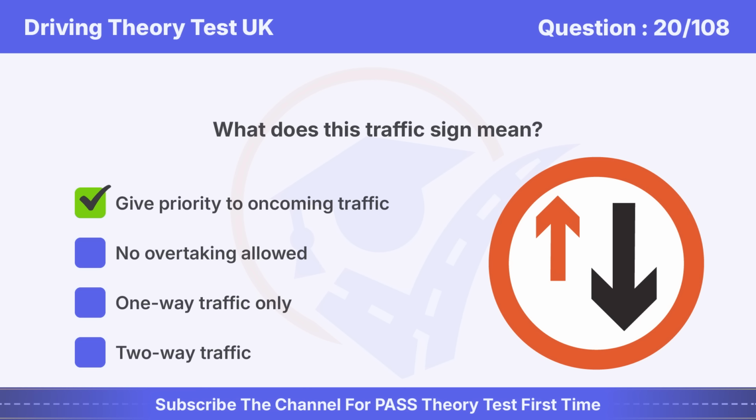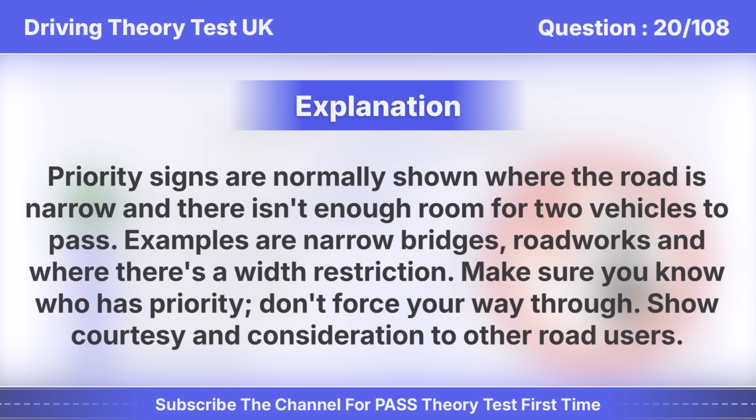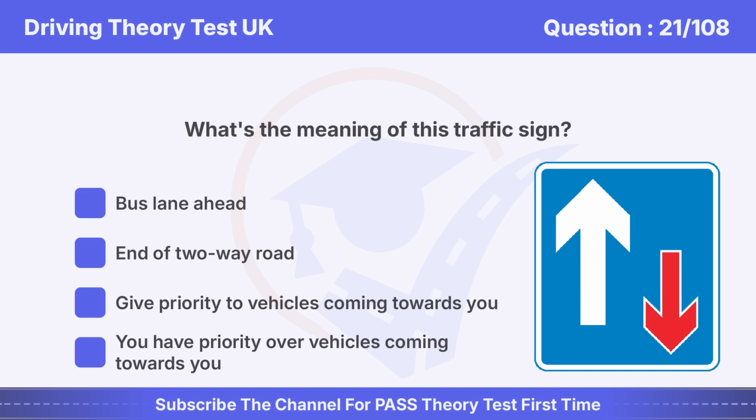Answer is A. Give priority to oncoming traffic. Priority signs are normally shown where the road is narrow and there isn't enough room for two vehicles to pass. Examples are narrow bridges, roadworks, and where there's a width restriction. Make sure you know who has priority. Don't force your way through. Show courtesy and consideration to other road users. Question 21. What's the meaning of this traffic sign?